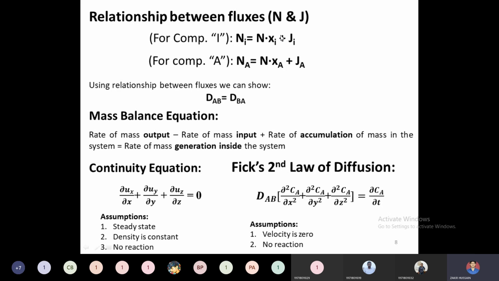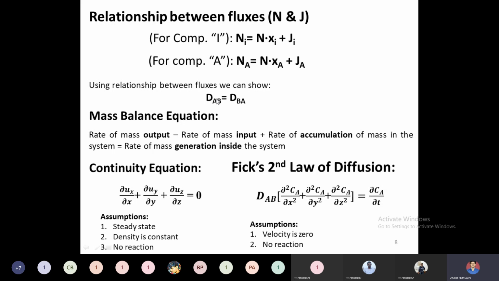So we have derived this equation. You can refer to the earlier videos. The equation which we obtain for the relationship between fluxes is Ni is equal to Nxi plus Ji. For component A, when we apply this equation, in place of i we have to substitute A. Then using this relationship between fluxes and Fick's first law of diffusion, we have derived DAB is equal to DBA. We have just proved this: diffusivity of A through B is equal to diffusivity of B through A.